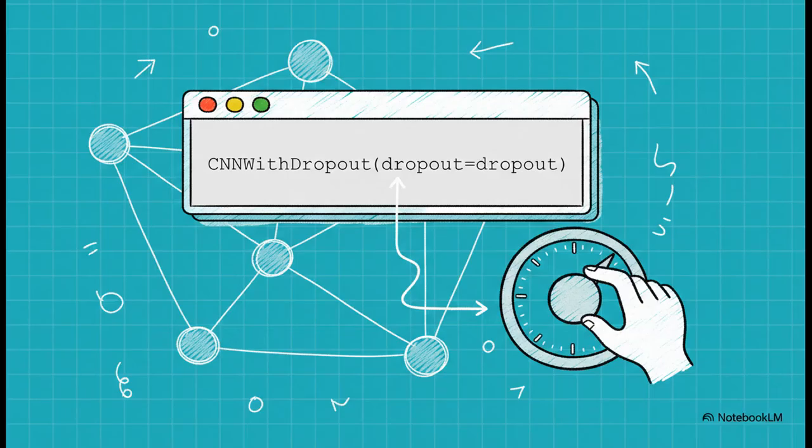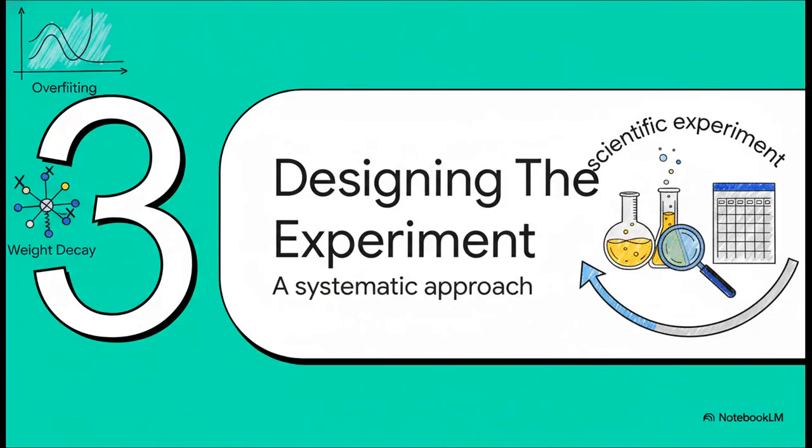And what's really cool is how simple this is to actually implement. Right here in the code, when we're defining our neural network, we can just pass in a dropout value. That one little parameter gives us control over this entire powerful technique. It's pretty elegant. Okay, so we've got our problem, overfitting, and we've got our potential solutions, dropout and weight decay. But what's the right dose? What are the best settings?